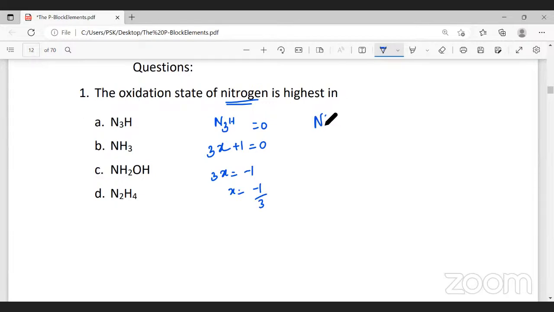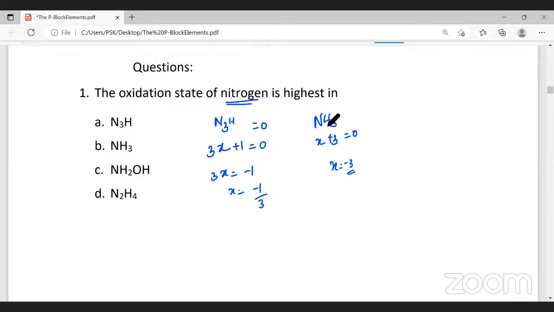If we take ammonia, NH3, as a whole, the charge is 0. Hydrogen is +1, +1 into 3 is +3. Nitrogen, we take it as X, only one nitrogen. So X will be equal to -3. In case of ammonia, nitrogen will have -3 as a charge. We take hydroxylamine, NH2OH. As a whole, the charge is 0. OH is -1. Hydrogen is +1, +1 into 2 is +2. And X, we take it as nitrogen. So X plus 1 is equal to 0, or X will be equal to -1. So in hydroxylamine, nitrogen has -1 oxidation state.